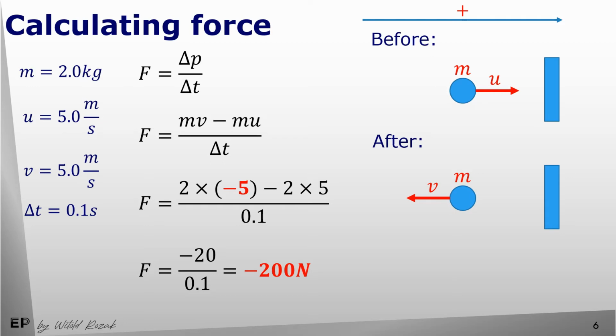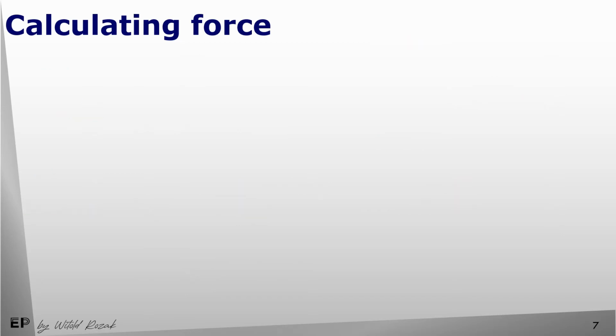This force is responsible for slowing down, stopping, and then accelerating the ball in a negative direction. Since the velocity of the ball changes direction, its momentum also changes. Change of momentum is a consequence of the force acting on the ball. Let's look at another example of calculating change of momentum and average force.